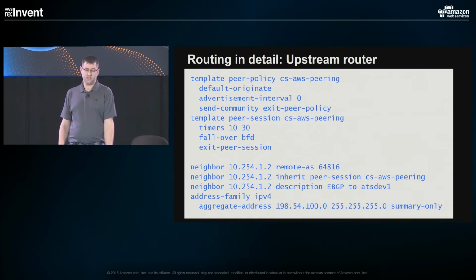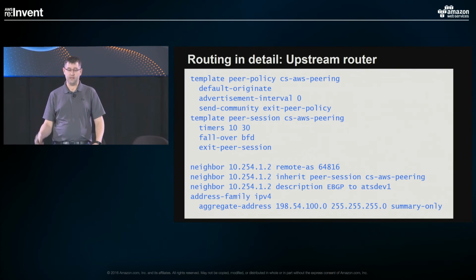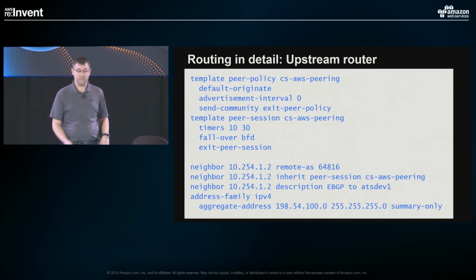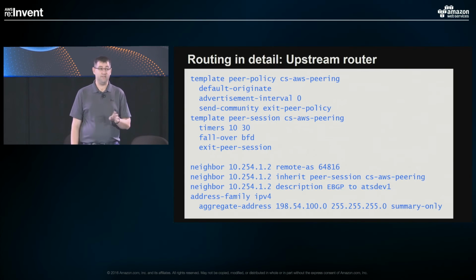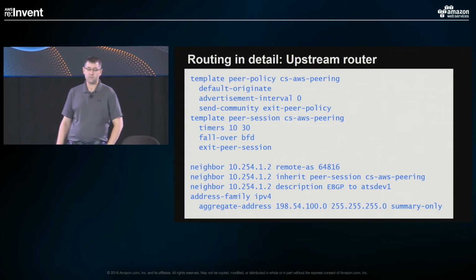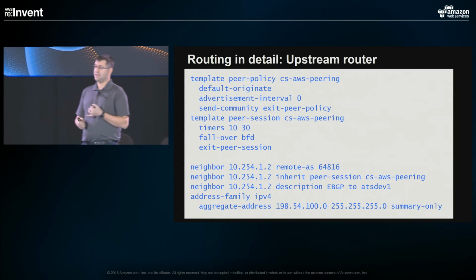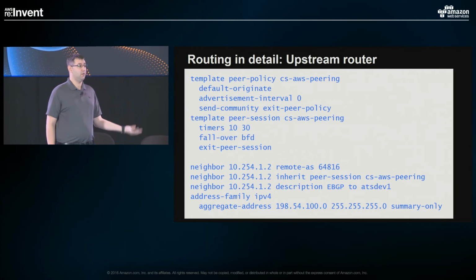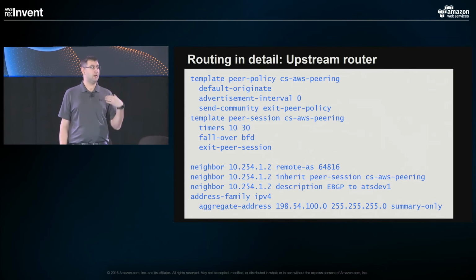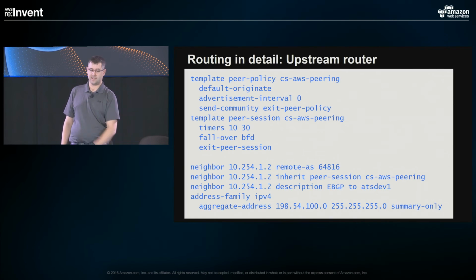We use the default originate to pass the default route from upstream down to the router and the firewall. And this will only happen if the router has a default route itself. This allows us to detect and withdraw our routes from AWS. It allows us to fail over sites. We could take out the default route from upstream and everything naturally cascades.